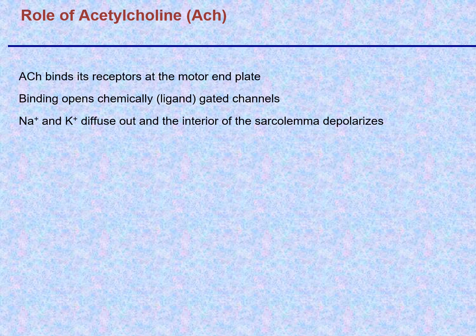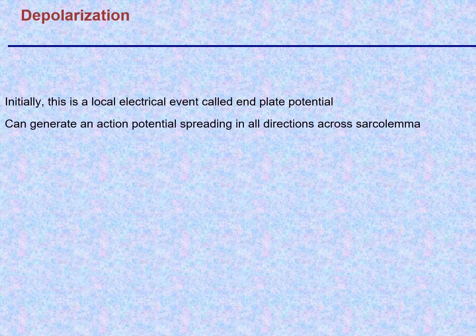because of the opening of the chemically gated sodium-potassium channels, and sodium moving in and potassium going out. And you'll get depolarization of the skeletal muscle fiber. That local event is called the end plate potential. It can generate, if large enough, an action potential that spreads in all directions away from the neuromuscular junction.